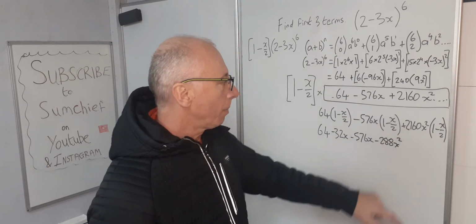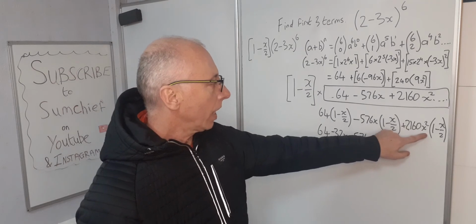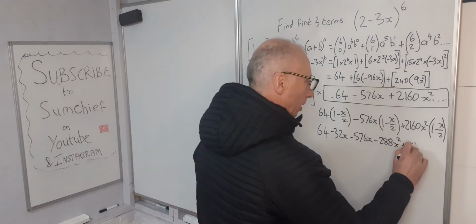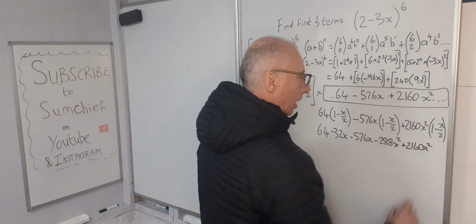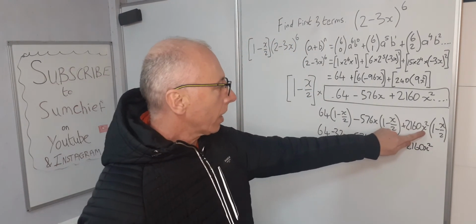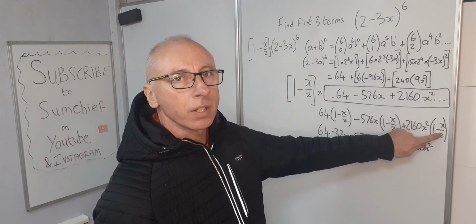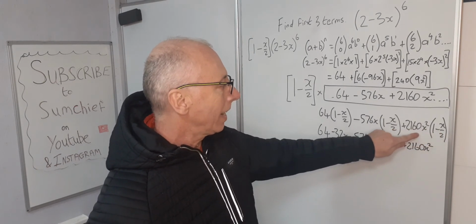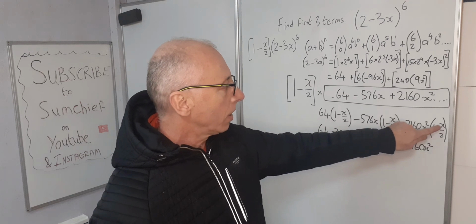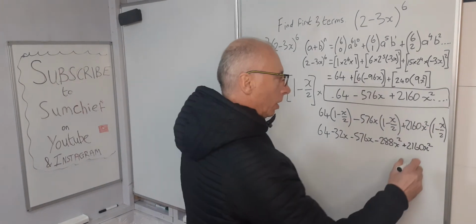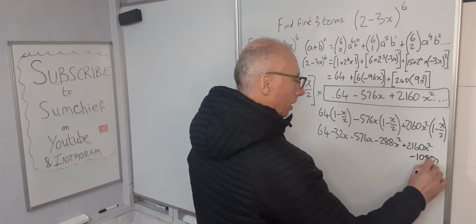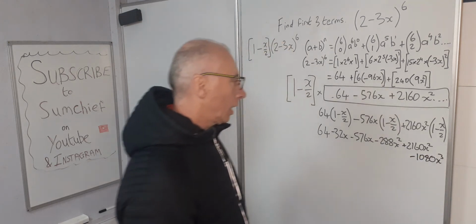Now we're on to this one. 2160x squared times 1, no problem, rewrite that one in. 2160x squared times minus x over 2. Well, 2160 divided by 2 is 1080. But we've got x squared times x, so it's now x cubed. So it's minus 1080x cubed.